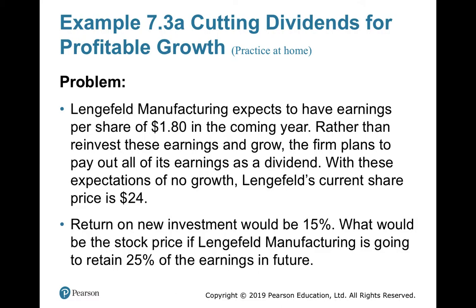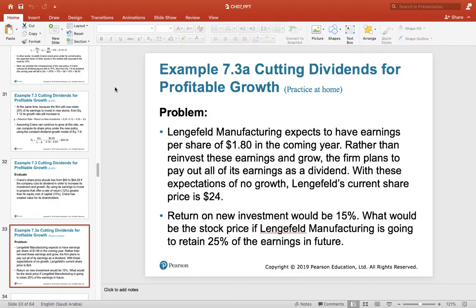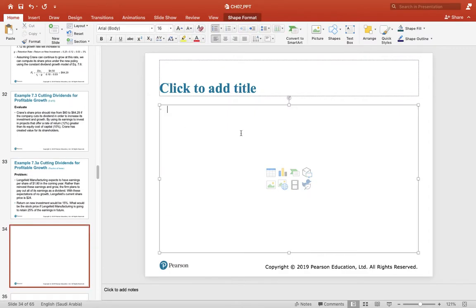Price is there, dividend per share is there, and growth is 0. There is no growth given in this question, with these expectations of no growth. That's why put the formula D1 divided by P0 plus growth.